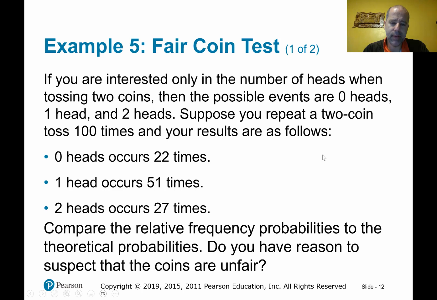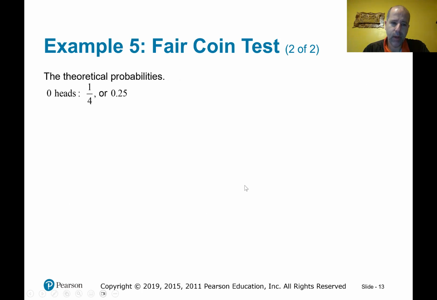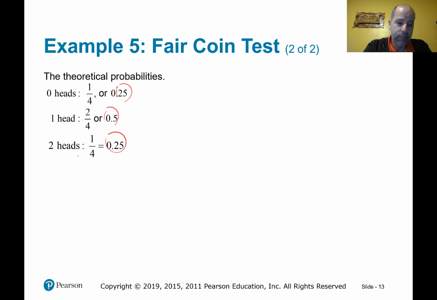So let's set up our relative frequencies. So if 0 heads, we know the theoretical probability is 1 out of 4, or 0.25. The theoretical probability of 1 head is 2 out of 4, or a half. And getting 2 heads is 1/4, or 0.25. By the way, notice that all of these probabilities add up to 1. Okay? And they should, but we'll talk about that.